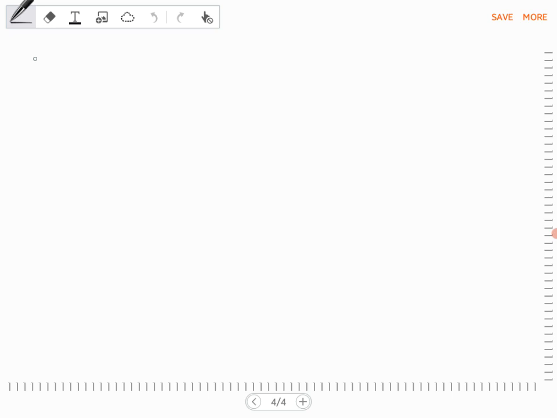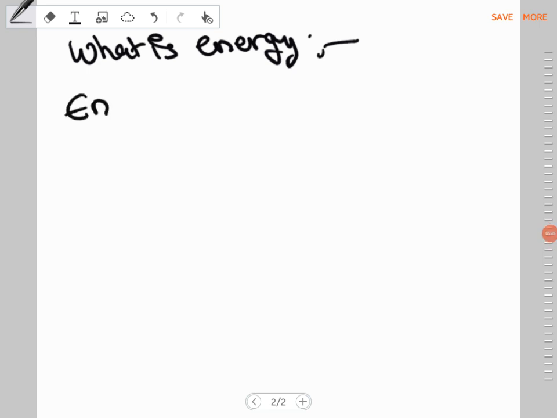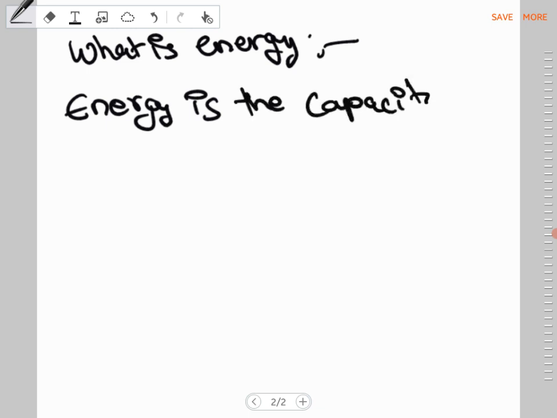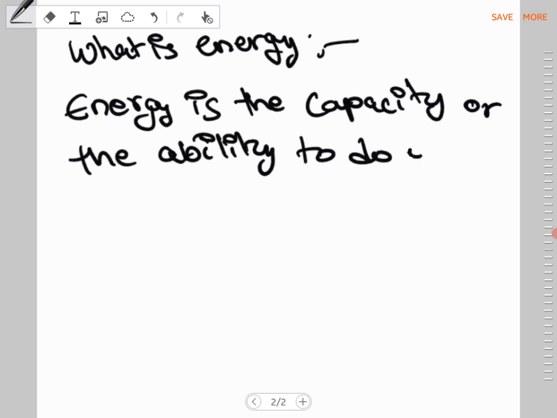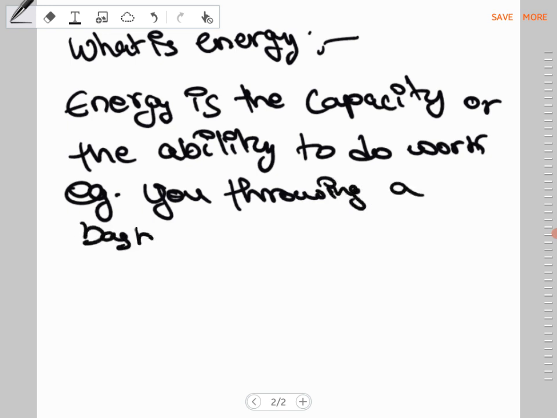Moving on, our next topic is going to be what is energy. Energy is the capacity or the ability to do work. Examples are like you throwing a basketball. For you to throw a basketball, you need to use energy, obviously, right? That's the simple definition of energy.